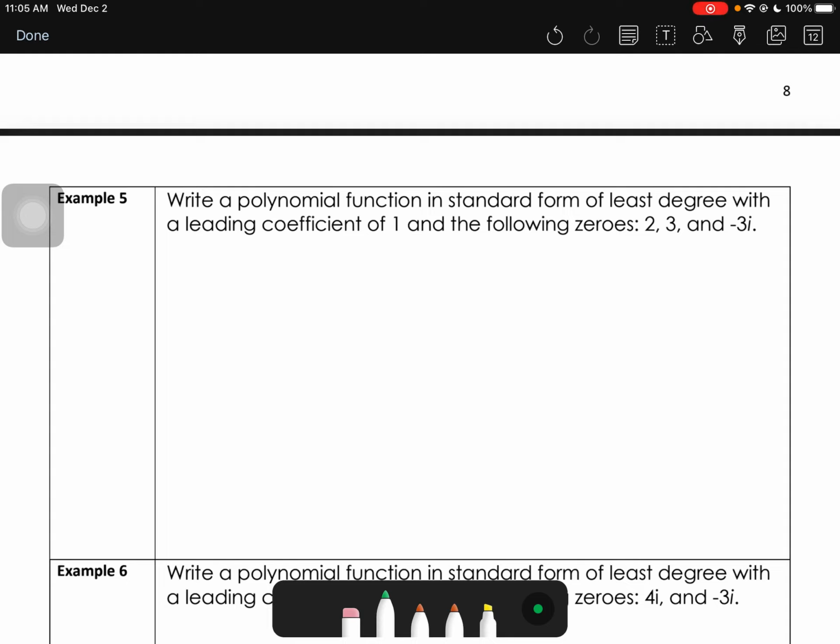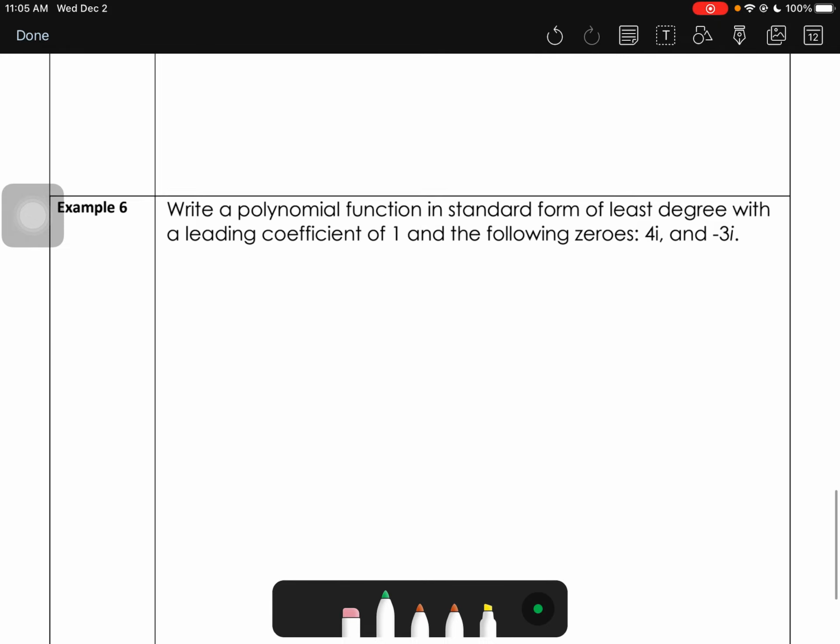Now we have to be very careful when we're looking at these, because remember that imaginary numbers always will come in pairs. So that means there's also a 3i as a solution, which means that we have 4 solutions on this one. So x minus 2 will be one of my factors, x minus 3 will be one of my factors, x plus 3i will be one of my factors, and x minus 3i will be one of my factors. Because there are 4 solutions, we have 4 factors.